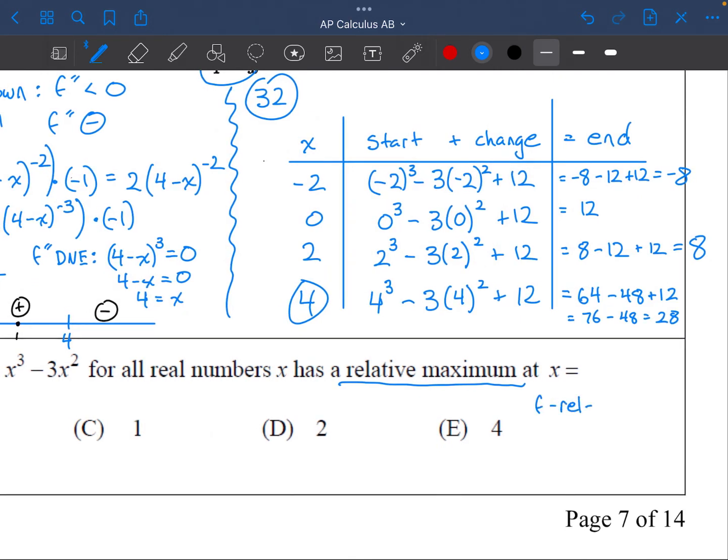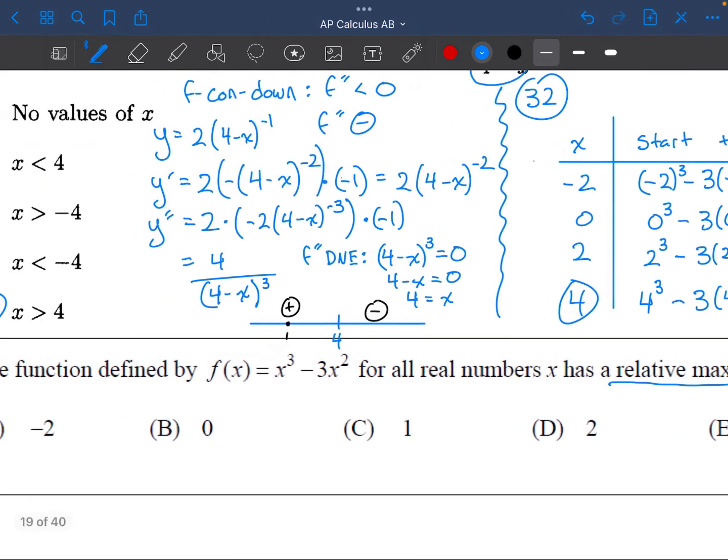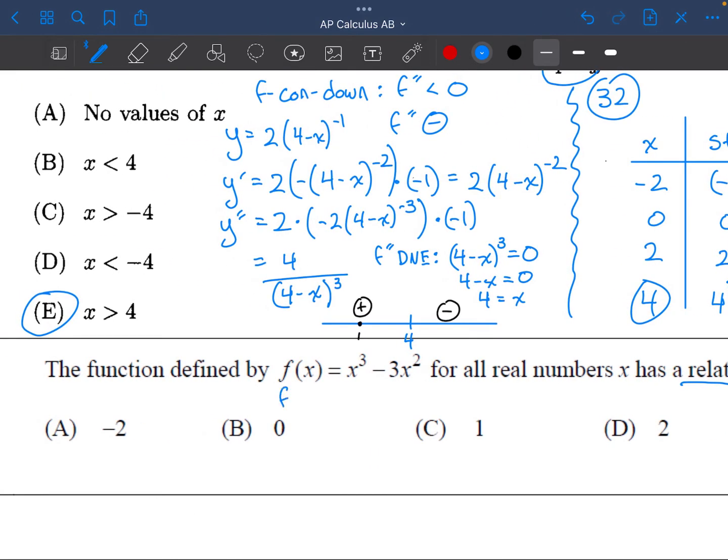F relative max is you take the derivative of the thing we're talking about. We're talking about f, so the derivative of f is f prime, and it changes sign from a positive to a negative. So to do that, we need to get f prime, set it equal to 0, and find where those boundary points are between positive and negative values. So there's f of x. Let's take the derivative, f prime of x. That's going to be 3x squared minus 6x. I'm going to go ahead and factor that. I can factor out a 3x, so it's going to be 3x times the quantity x minus 2.